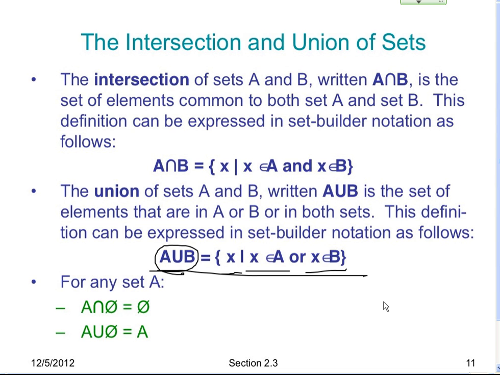For any set, the intersection with the empty set is going to be empty. The union with the empty set is going to be the original set. I'm going to stop here for the end of part 1.